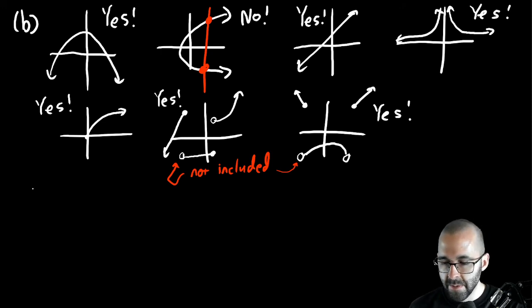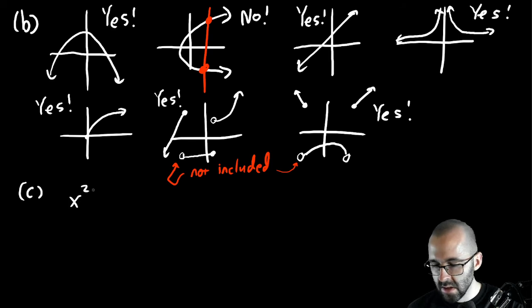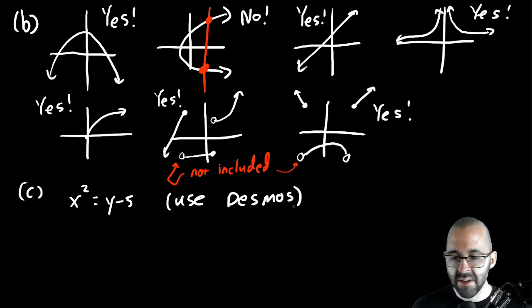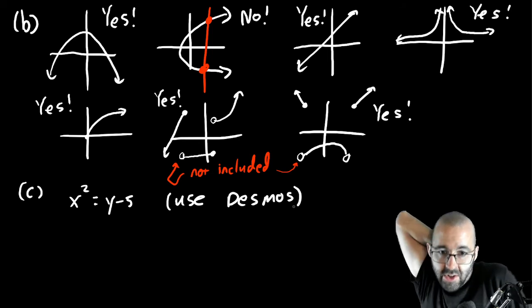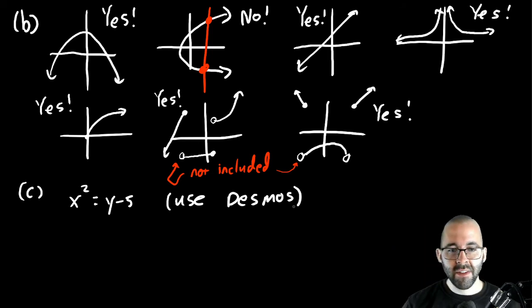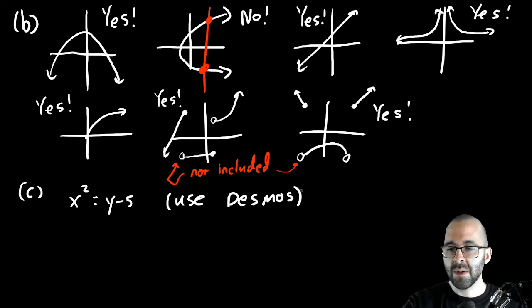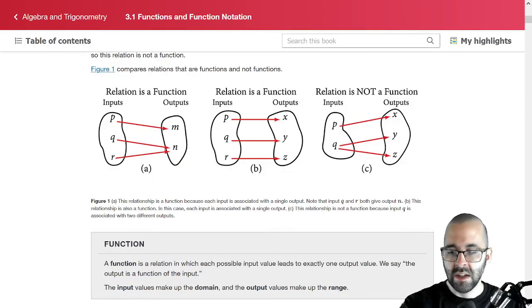Last example of the video. Part C. X squared equals y minus 5. And the hint is that I do want you to use Desmos here. You do not have to graph this by hand. If you graph this by hand, it might be a little tricky. It's a little outside the scope of where we're at right now. What we're going to do is pull up Desmos and then see if this passes the vertical line test.